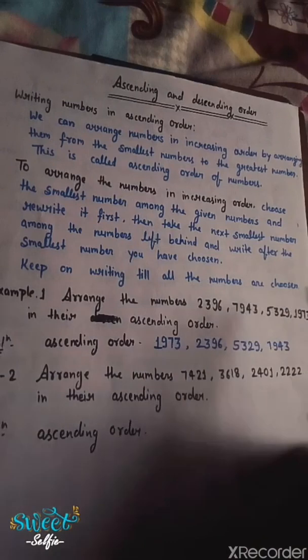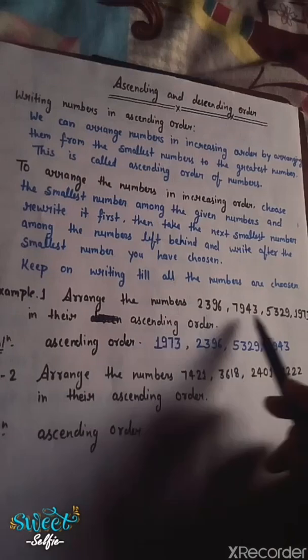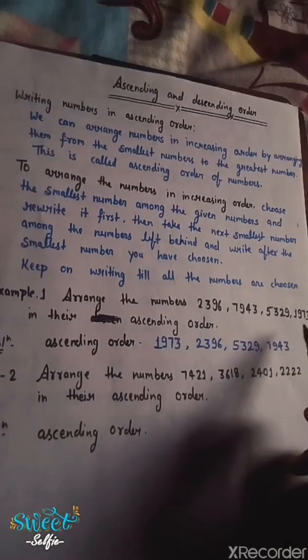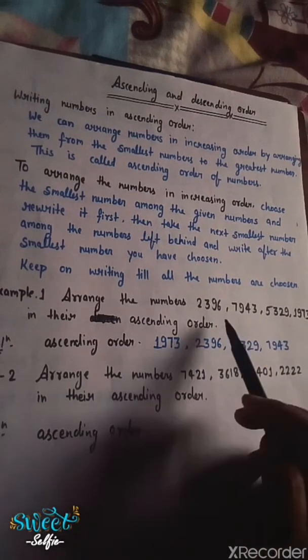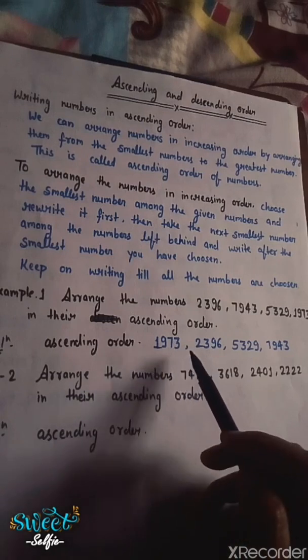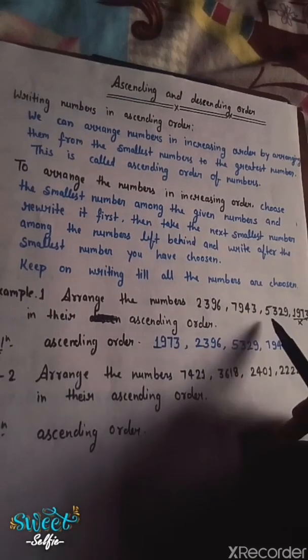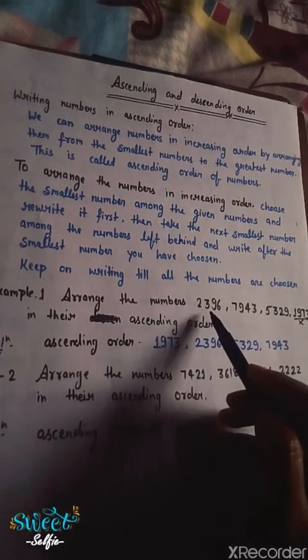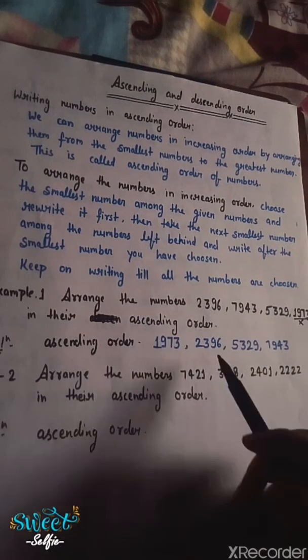It means there are some numbers like this. Firstly we will choose the smallest number. So tell me, which is the smallest number among these numbers? Yes, 1973 is the smallest number among these numbers. So we will write it first, 1973. So leave it. In these numbers, which is the smallest number? Yes, 2396. This is the second smallest number and we have to write it now.